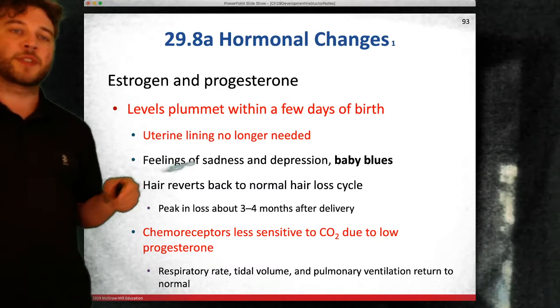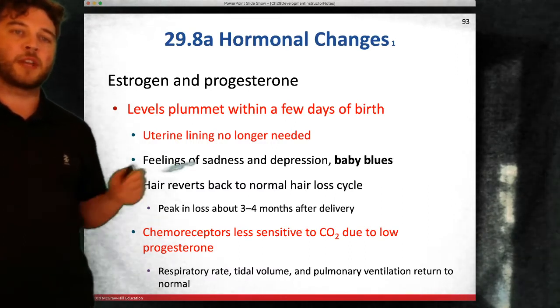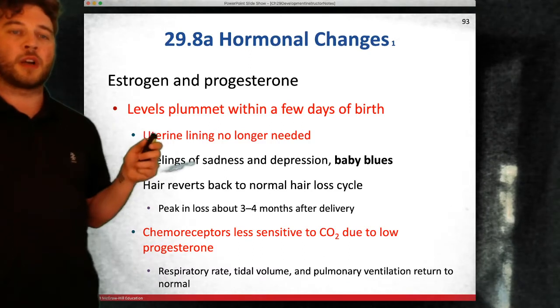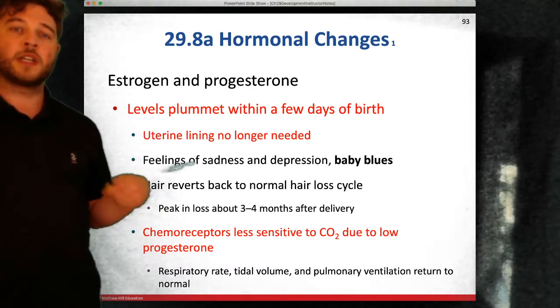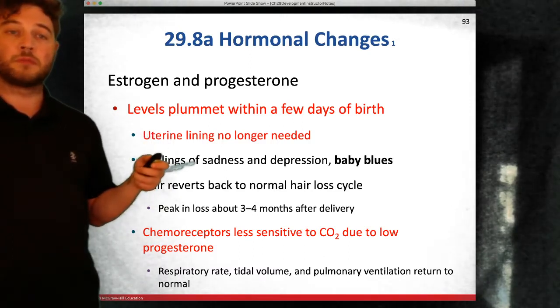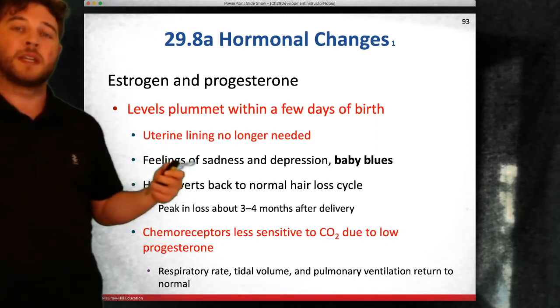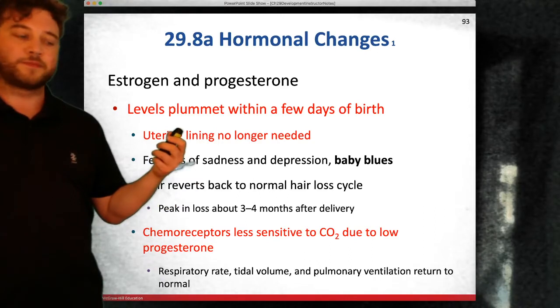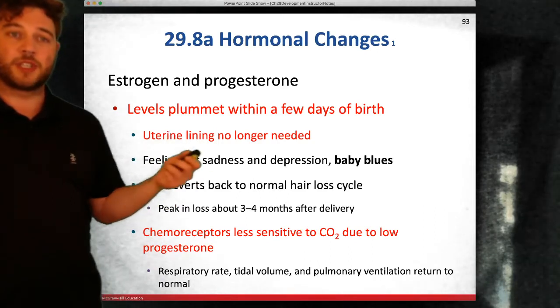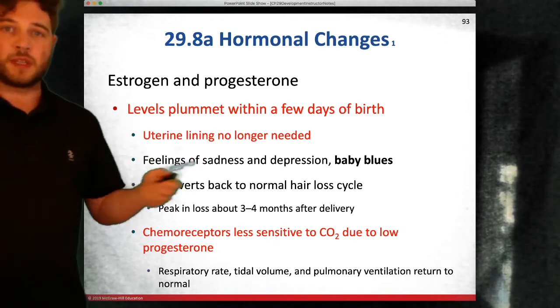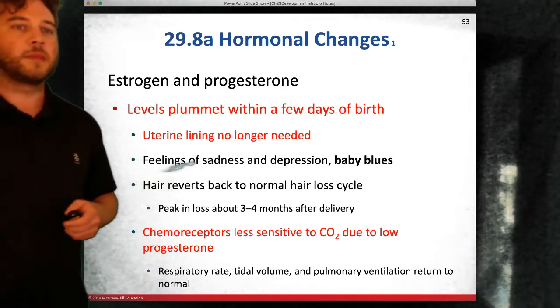Estrogen and progesterone levels start to plummet within a few days after birth. The uterine lining is no longer needed. This can also cause shedding of what's called the lochia. So for days, weeks, months after birth, there can still be some production of the lochia, which is just parts of the uterine lining continuing to shed. See your doctor if it lasts for too long.